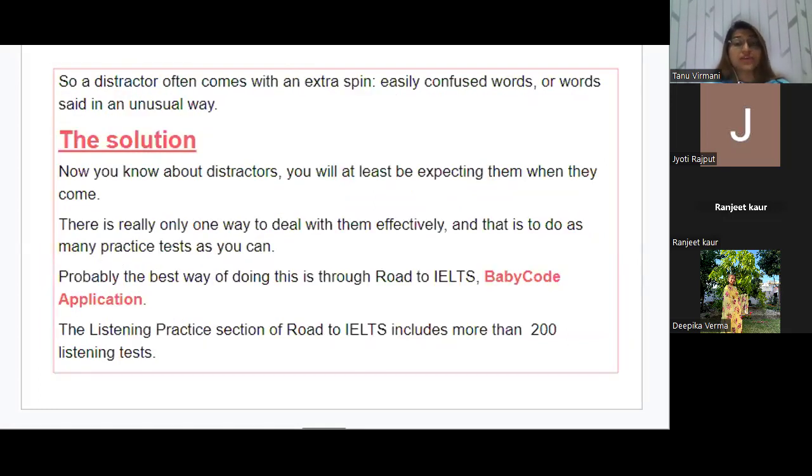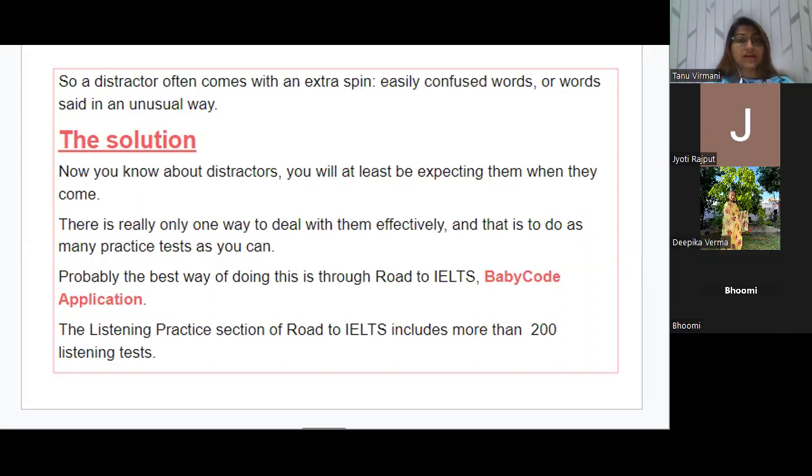So the distractors often come with an extra spin. They are easily confused words, and words that are spoken in an unusual way. So now when you know about distractors, you will at least be expecting them in your listening audios. But the very best way to deal with this is to practice. So whenever you attempt any of the mock tests, you can assume that you are going to have a distractor, right? Clear? So is the distractor part clear now?